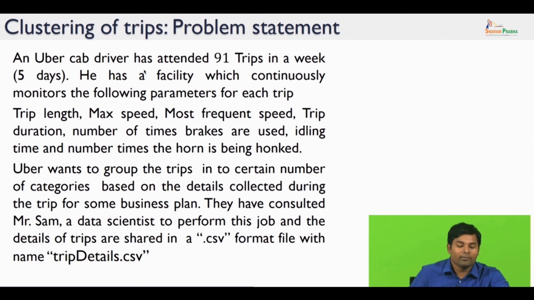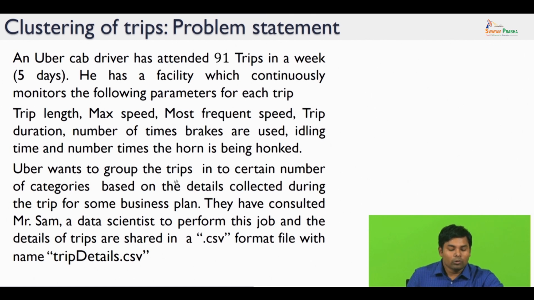An Uber cab driver has attended 91 trips in a week. He has a facility in the car which continuously monitors the following parameters for each trip, such as trip length, maximum speed, most frequent speed, trip duration, number of times the brakes are used, idling time, and number of times the horn is being honked.